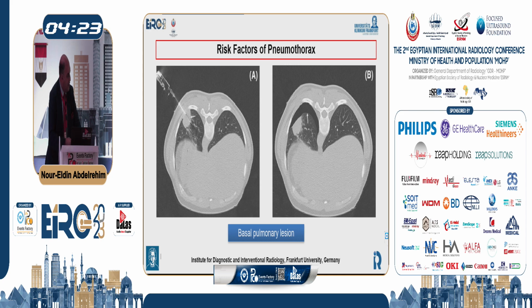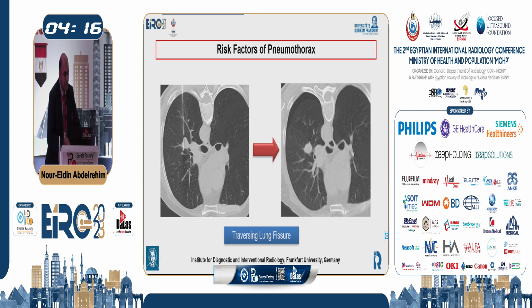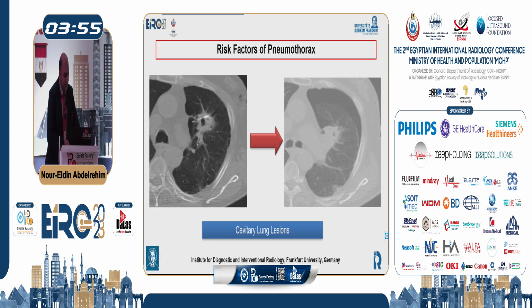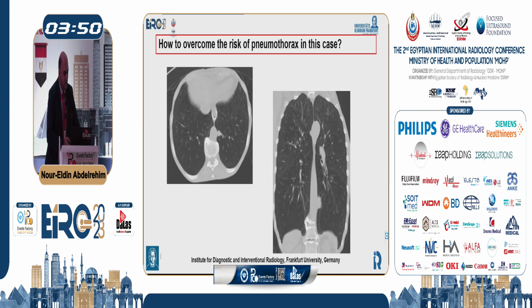As you can see here, this lesion lying directly on the pleura, we didn't cross the lung parenchyma, however, it's associated with a pneumothorax. Also, a lung fissure traverses it, and this is an important risk factor. It increases the risk of developing pneumothorax 14 times in comparison to other cases. So you try to avoid traversing a lung fissure. Every case in which I traversed the lung fissure, I developed a pneumothorax. So please avoid it. Cavitary lesions are also risk factors for the development of pneumothorax.